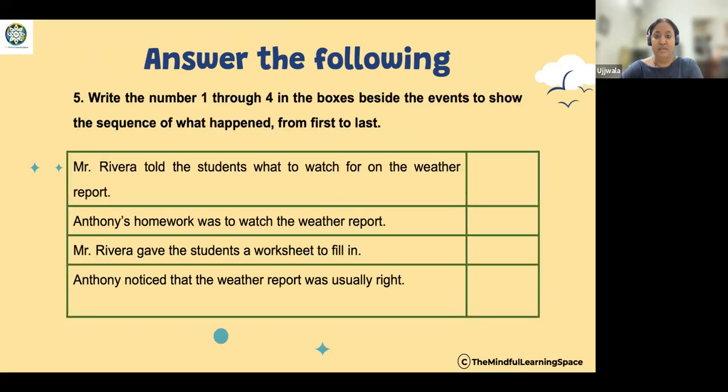Okay, I guess. Yeah, answer the following question. Write numbers 1 through 4 in the box beside the event to show the sequence of what happened. So should I allow you to annotate? I can't annotate. Yeah, I've never done it. They can't annotate for some reason. I can. Oh, yeah, you can. You're on a mobile, right? Yep.